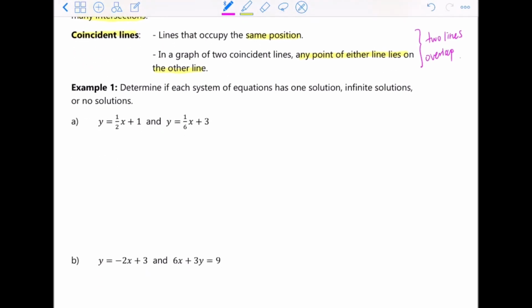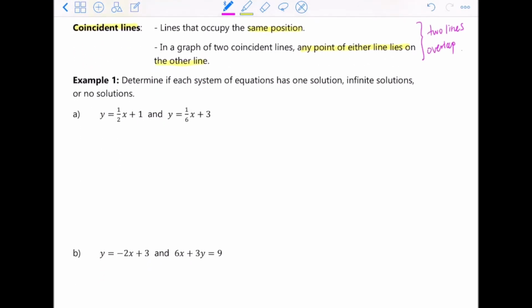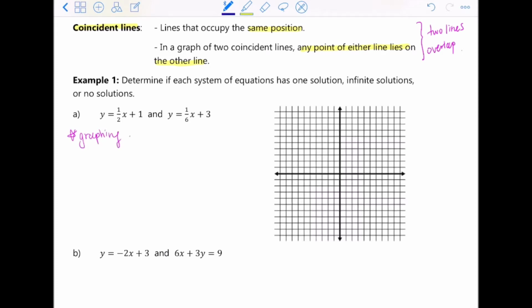Let's take a look at example 1. Determine if each system of equations has one solution, infinite solutions, or no solutions. So we can first take a look at the format they give us. We can solve this by graphing. So this is my grid. We'll graph it now. In blue, that's the first equation, and I'm going to draw the second one in red.